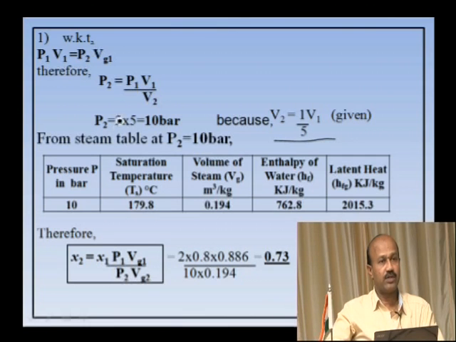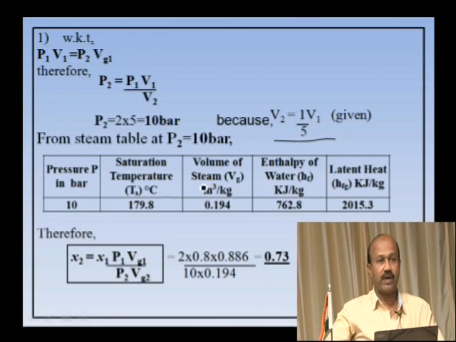So, P1 is how much? 2 bar, and this is 5. So 2 into 5 is 10 bar. So the final pressure of the steam is 10 bar. Like that you should find the final pressure of steam. Initially it is 2 and finally it is 10 bar.